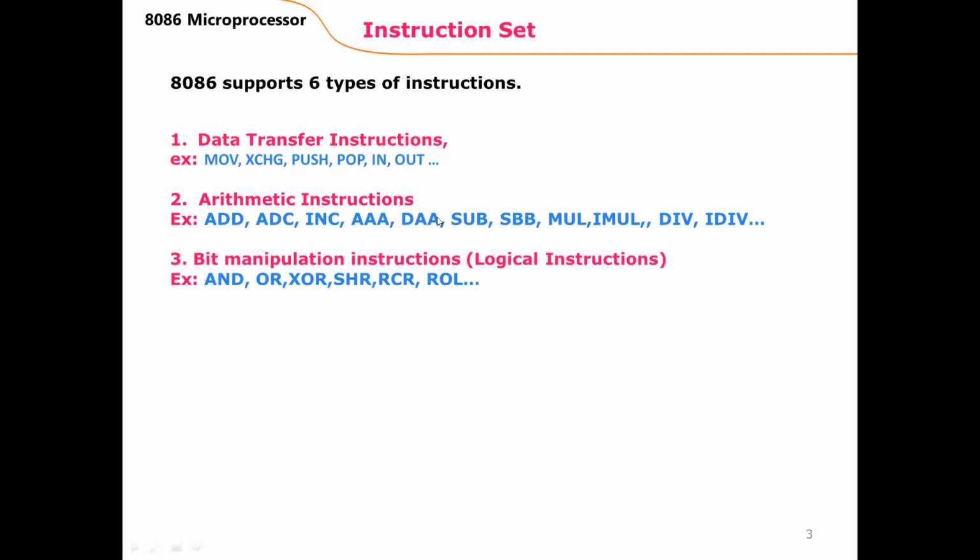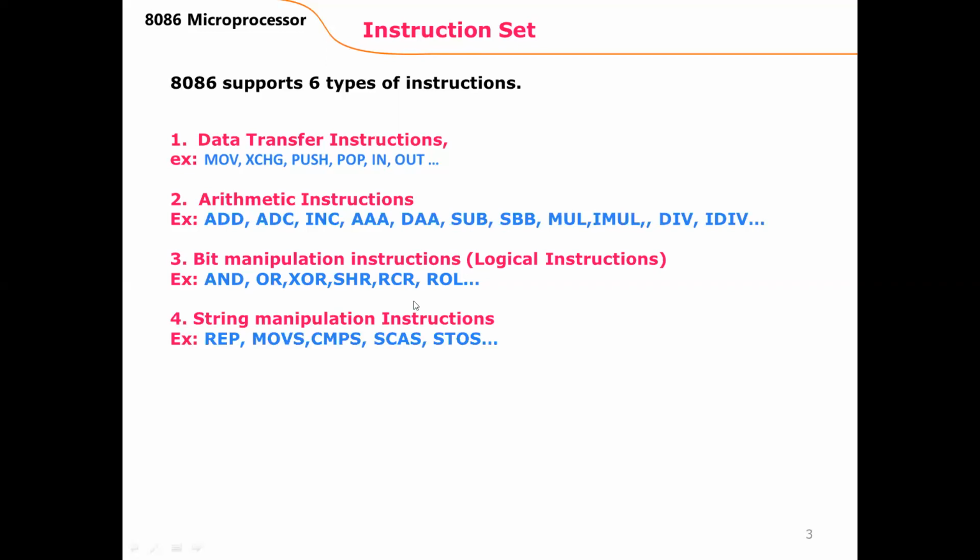The third type of instructions are bit manipulation instructions, also known as logical instructions. In these instructions also, the contents of the flags may change. Some examples are AND, OR, XOR, shift, shift right, shift left, shift logical right, and shift arithmetic right. This we will discuss in detail later.